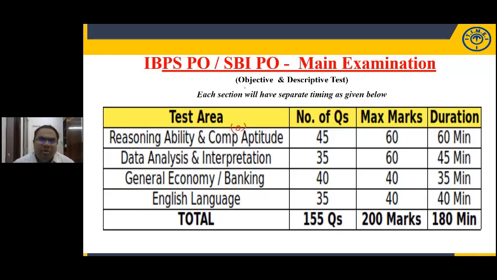Also, the PO main exam contains an objective paper as well as a descriptive paper. Data analysis and interpretation 35 questions, 60 marks, 45 minutes. General economy and banking 40 questions, 40 marks, 35 minutes. English 35 questions, 40 marks, 40 minutes. Now if you see, the overall picture is very rosy: 155 questions, 200 marks, 180 minutes.